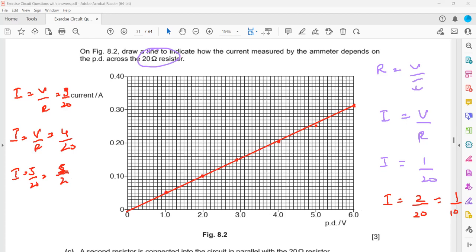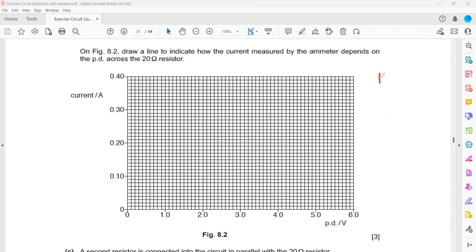Because we change the voltage maximum to 6 volts, we will find what is the maximum current. So voltage divided by resistance. Voltage is 6 and the resistance is 20. So 6 divided by 20, that is 0.3. So when the voltage is 6, the current is 0.3. And we know that for a fixed resistor, it should be a straight line with a constant slope, so we'll draw a straight line. That's it.